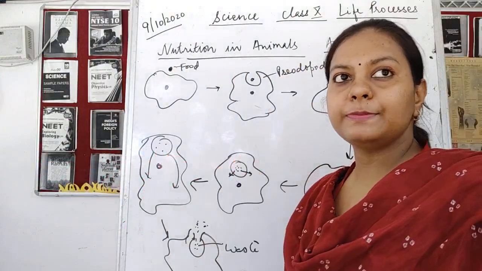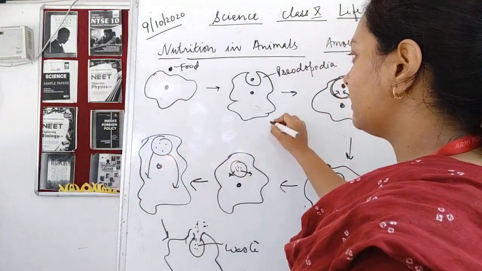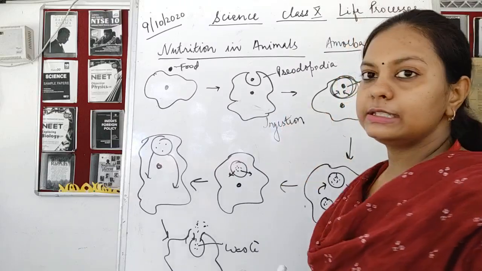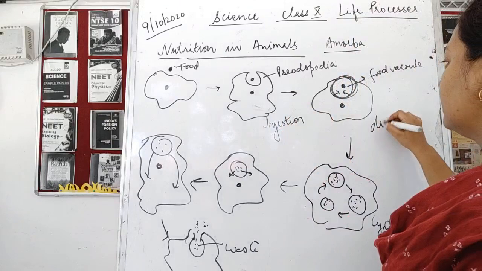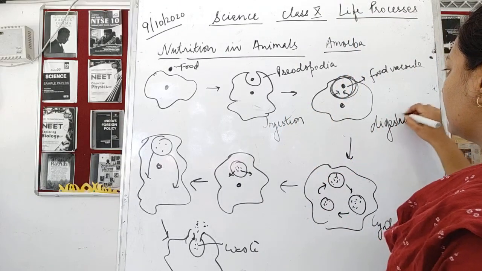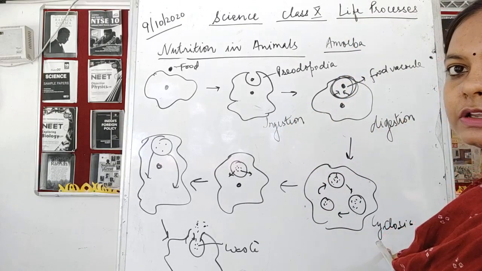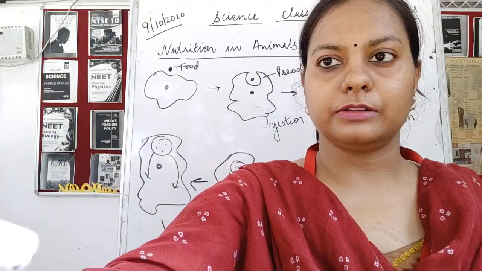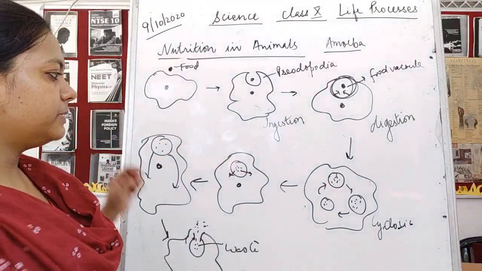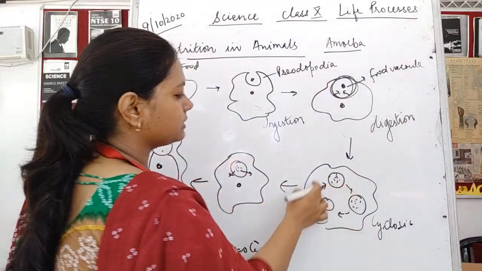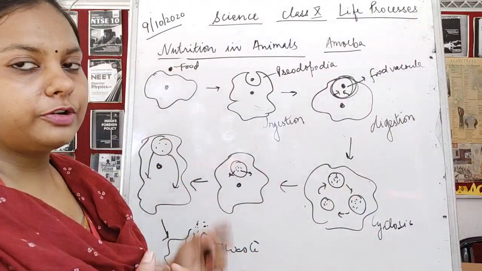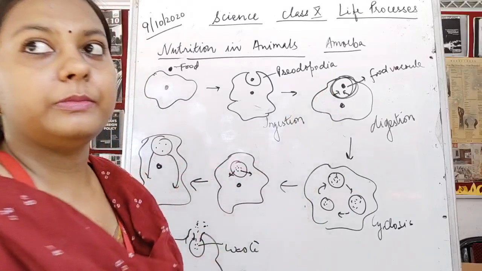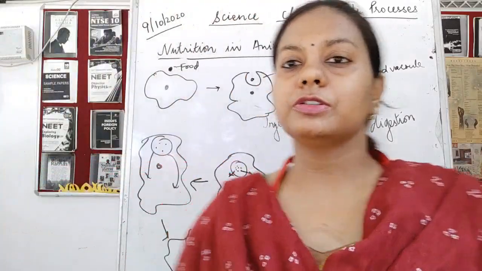These steps are very common. The first step is ingestion. Once the ingestion takes place, then digestion starts. Digestion also includes the cyclosis process. After cyclosis, as soon as the food vacuole is moving in a circular motion, it is going to be broken down into small pieces because of the action of a digestive enzyme which is secreted from the body of the amoeba because of this formation of the food vacuole.